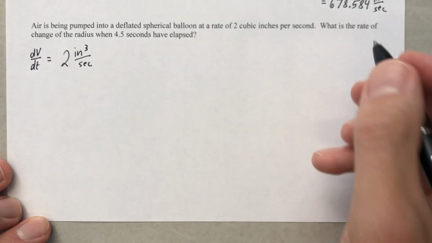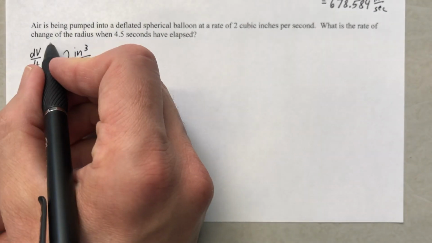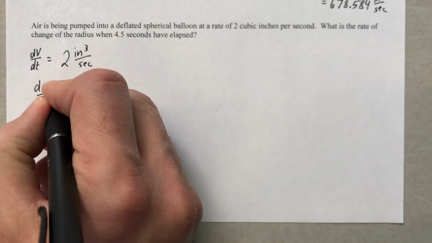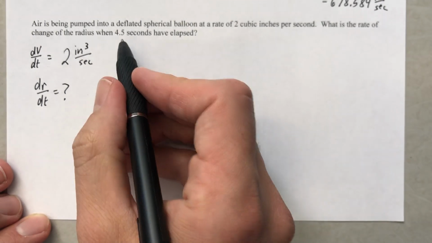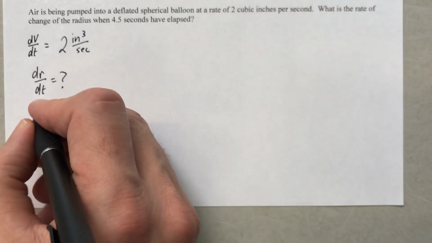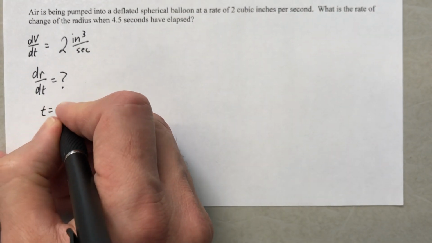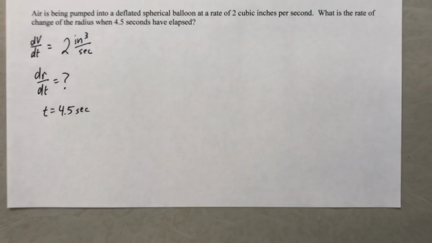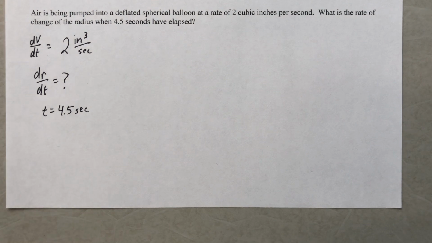Second sentence. What is the rate of change of the radius with respect to time? Of course. When 4.5 seconds have elapsed, and we'll just say that t is equal to 4.5 seconds. And we've just written down everything we know, and that's it. So let's read again and see if we can figure out what equation we're going to use.